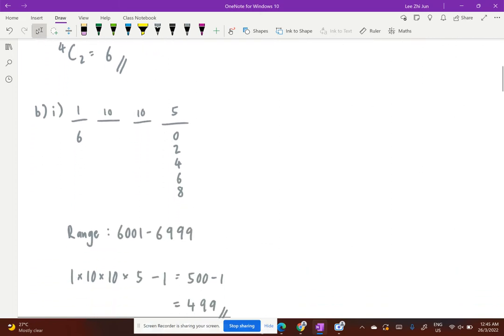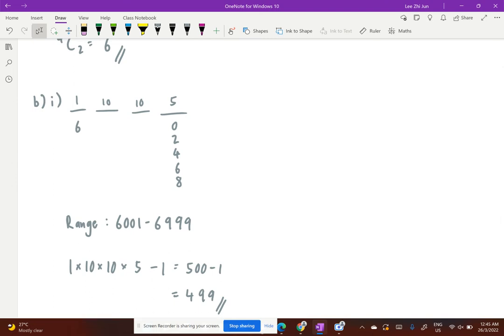You need to know the range, because it said between 6,000 and 7,000, which means 6,000 and 7,000 are not included in the range. So your range will be 6,001 to 6,999. Those two are not included.